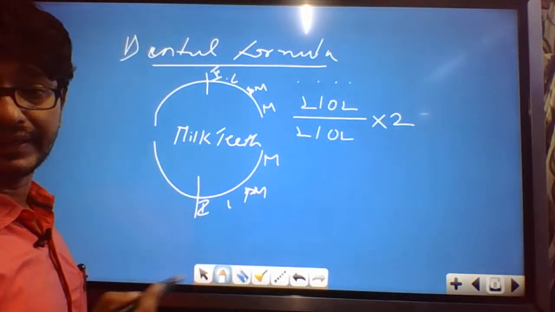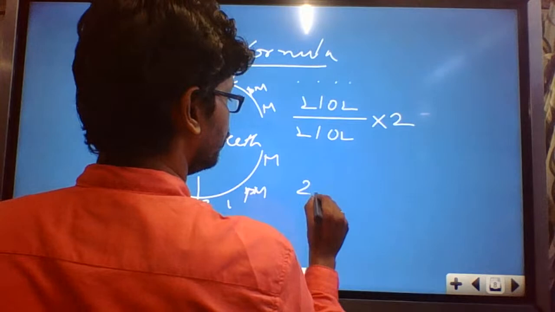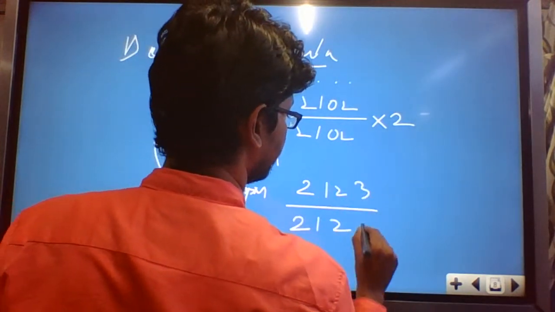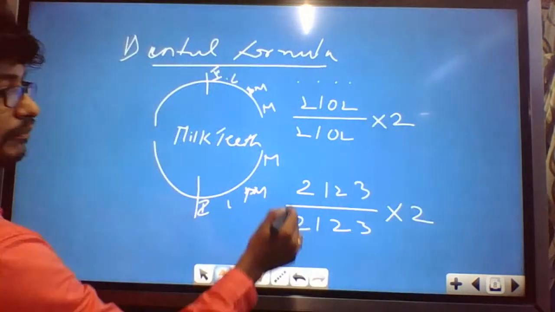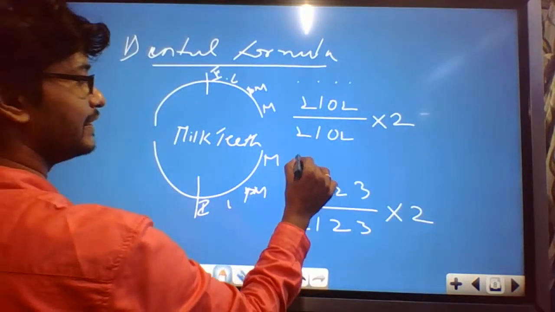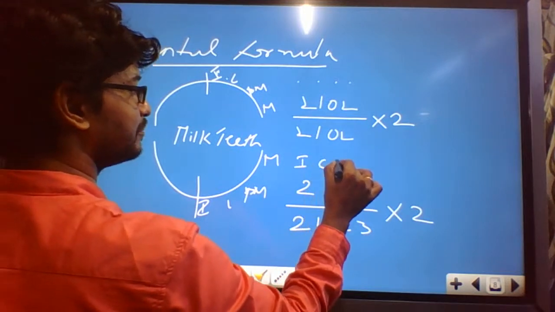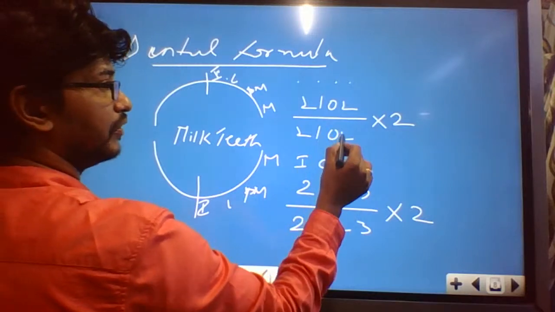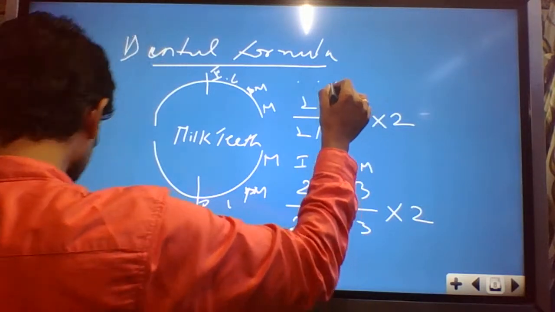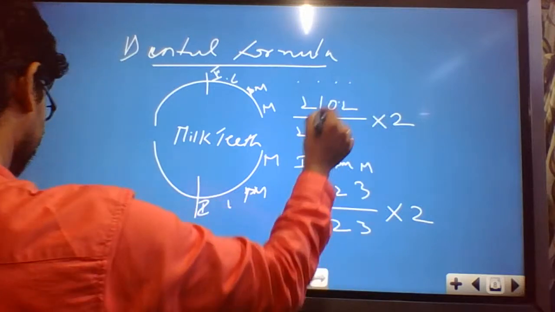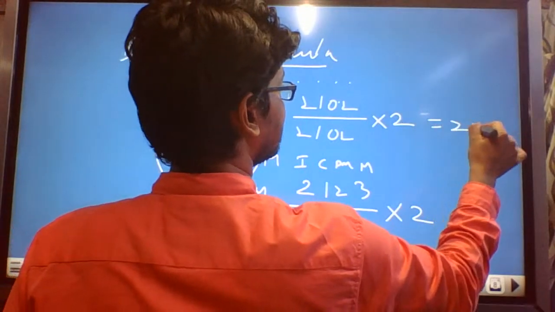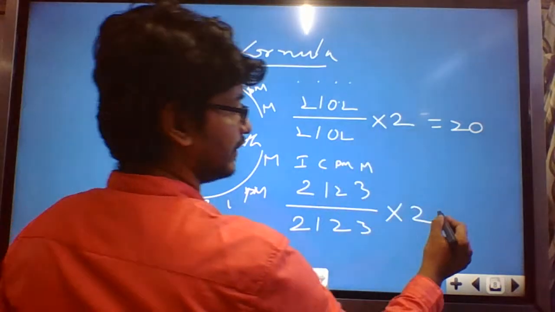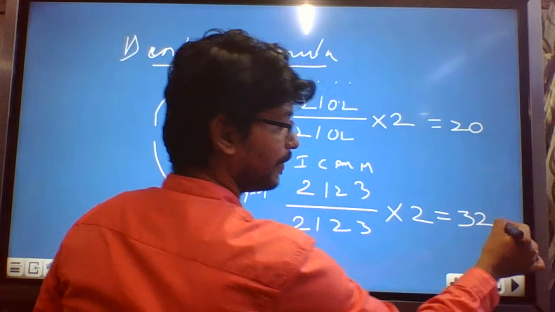If you take adults, it is 2123 by 2123 into 2. The same concept, again incisors, canine, premolar and molar. Here it is 2123 and there it is 2102. In total, children have only 20 teeth. This we call milk teeth, right? And here, in adults, we get 32.